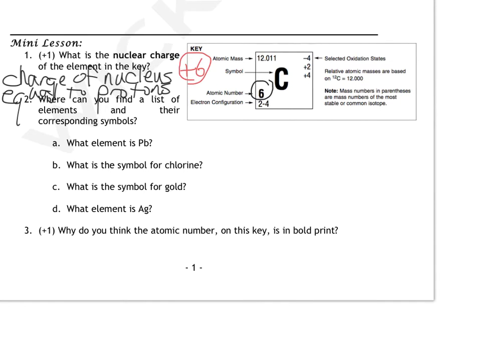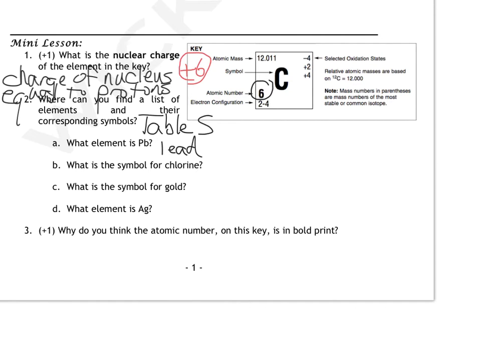Okay, so a list of elements and their corresponding symbols. You should have a reference table by now. You should have printed the one you looked up, or I've given you one. And the list that you're looking for is table S. It's a very long list at the end of your reference table, and you can use it to answer questions like A through D. So find your table S and try to figure out these answers before I even write them in. But the element Pb you can find on table S as lead.